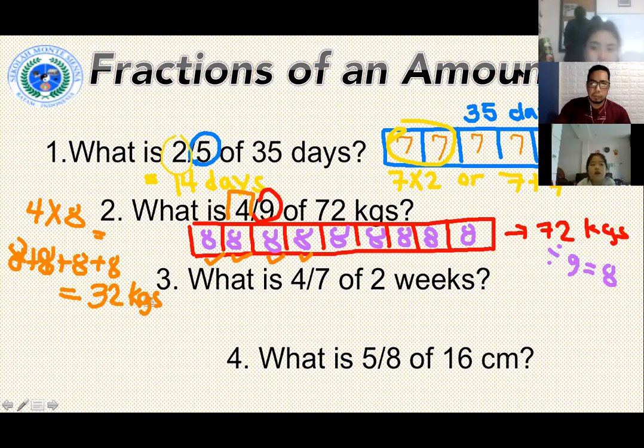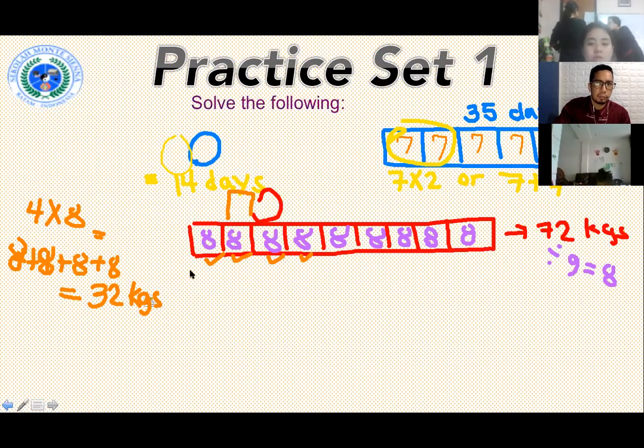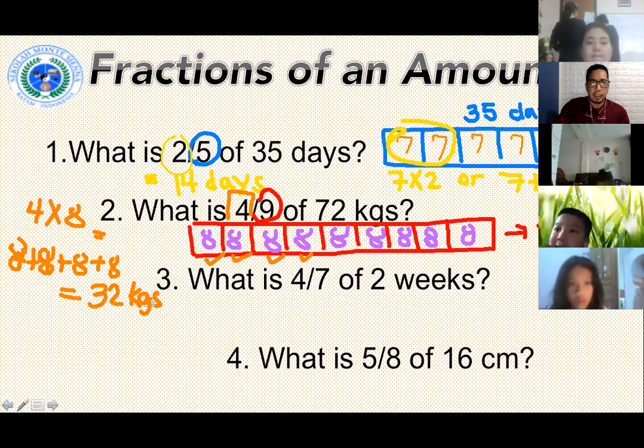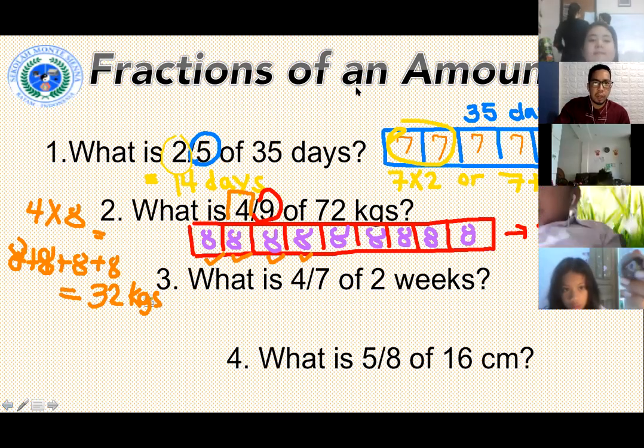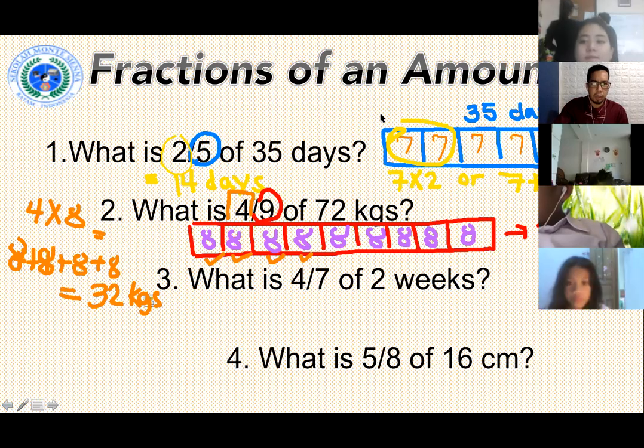Question so far? None. Now, do you want teacher to show a shortcut? A simplest way how to solve it? Okay, let's see. Teacher will show how to do it the easiest way.